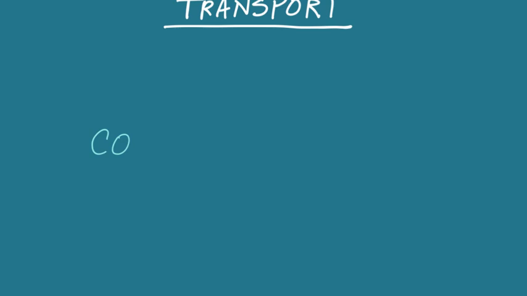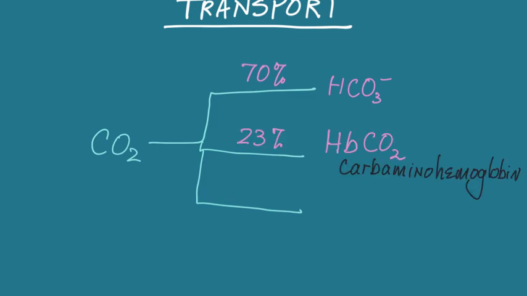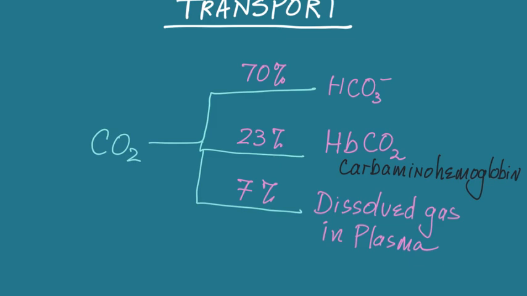Carbon dioxide travels in three forms. Majority of carbon dioxide, 70% of it, travels in the form of bicarbonate ions. 23% of carbon dioxide travels by binding to hemoglobin. We call it carbaminohemoglobin. The remaining 7% of carbon dioxide travels as a dissolved gas in plasma.